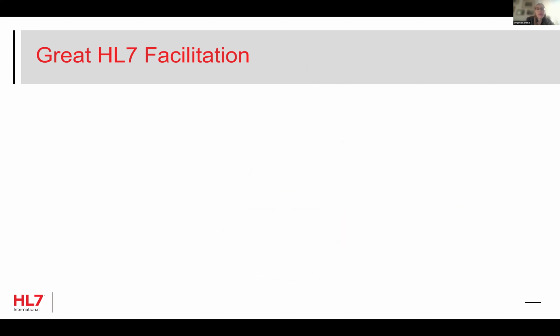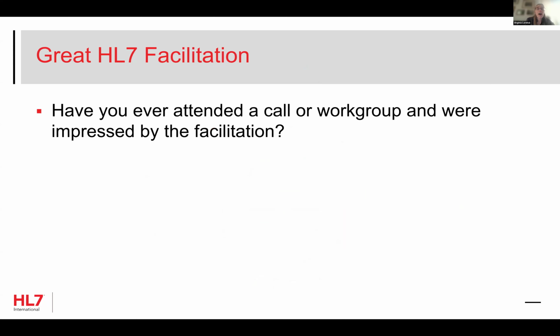So in terms of great HL7 facilitation, I always like to say, have you ever attended a call or a work group and were really impressed by the facilitation? And in fact, if you want to go all out and call out that work group, great answers in the chat. If you know of a work group where you attended and you're like, wow, I saw some great facilitation going on in that work group or that meeting, feel free to name it, because it's good to say nice things behind people's backs. So feel free to name that work group if you'd like.